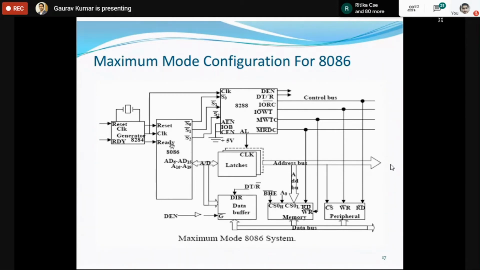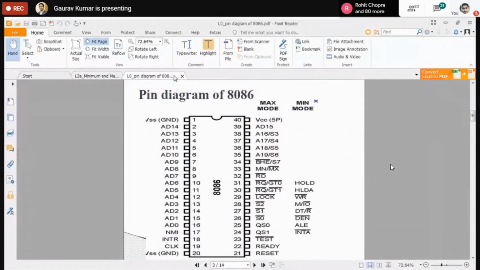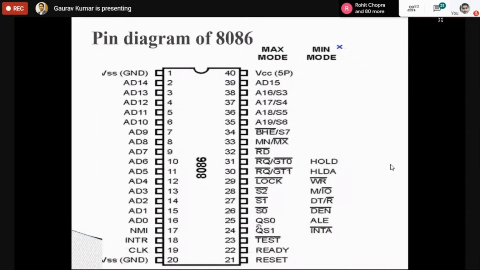That truth table expected 8 signals. So we have discussed all those 8 signals. And the last thing in the 8086 pin diagram was this QS0, QS1 and test bar signal. So test bar signal is also available in minimum mode. In maximum mode you have utilized this test bar signal, QS1 and QS0 dedicatedly.